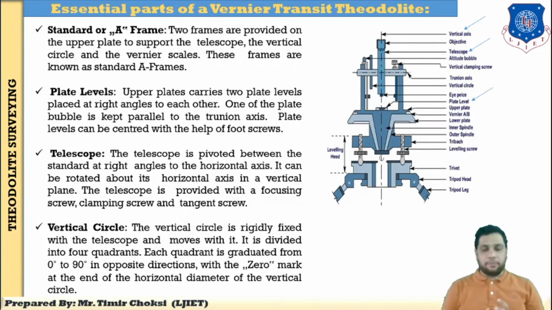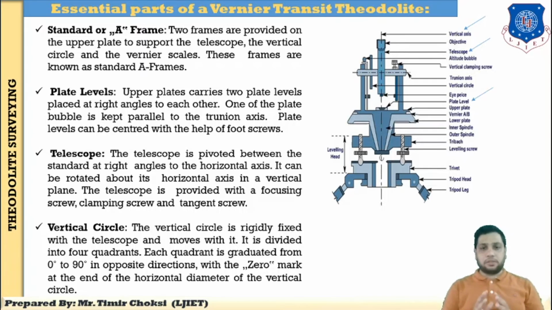Next is the telescope. You know that the theodolite is an optical distance measurement method, meaning optics are used, so it is called the telescope. It is used for bisecting or establishing the line of sight. The telescope is pivoted between the standards at right angle to the horizontal axis. It can be rotated about its horizontal axis in a vertical plane. The telescope is provided with a focusing screw, clamping screw and tension screw.